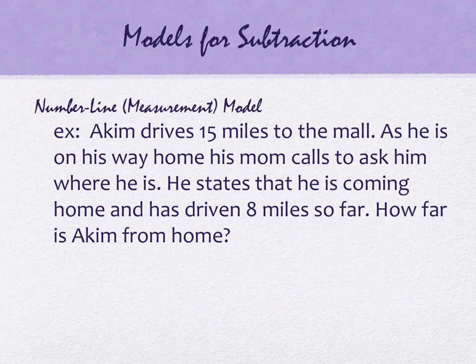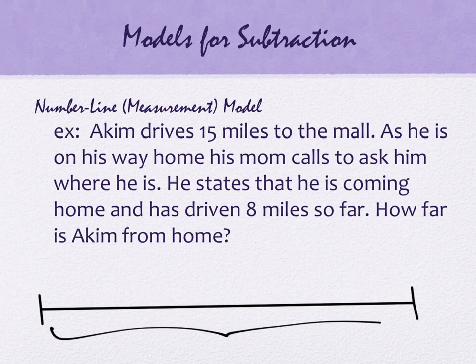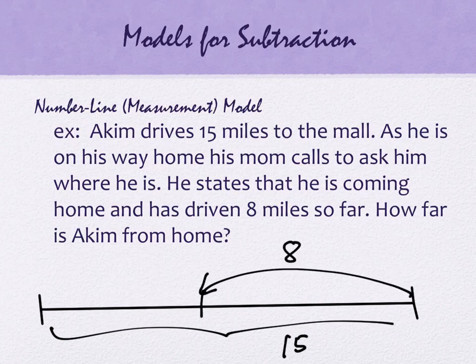measuring, not counting. So as we're taking a look at this one, we know that he is 15 miles to the mall. Or I should say the mall is 15 miles to his house, right? So this whole thing is 15. And it says that he is 8 miles back towards home. Make it look a little bit more realistic. He's gone this way and there's 8 left here. And the question is, how much further does he need to go?